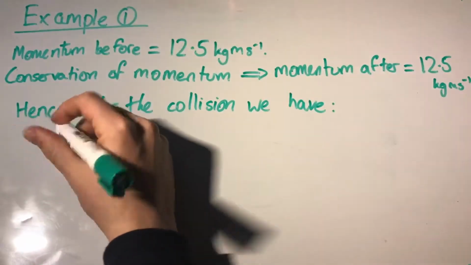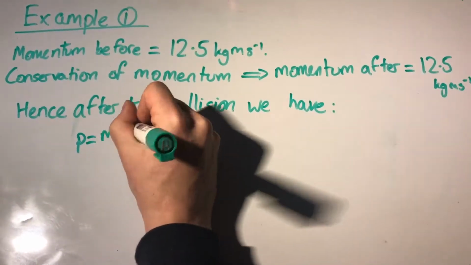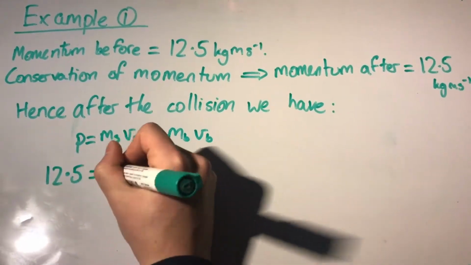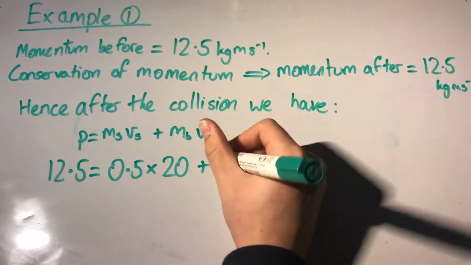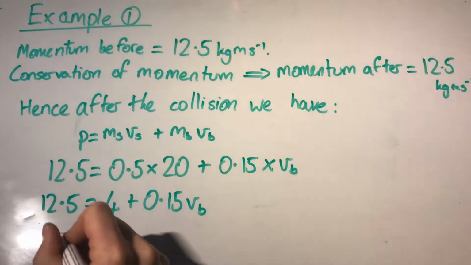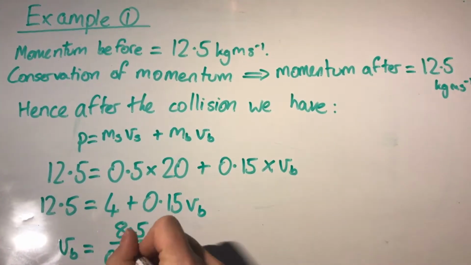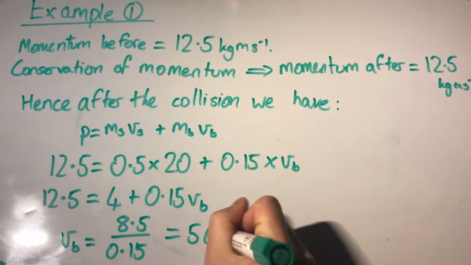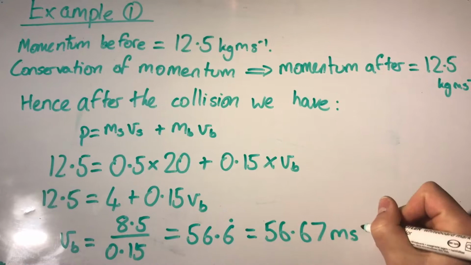Therefore, after the collision, we have the momentum, which is 12.5 kilogram meters per second, is equal to 0.5 times 20 added to 0.15 times the velocity of the ball. Through rearranging the equation, we have 8.5 over 0.15, which is equal to 56.67 meters per second, the final velocity of the ball. We now move on to our second example, in which the ball already has velocity in the same direction in which it's about to be hit.